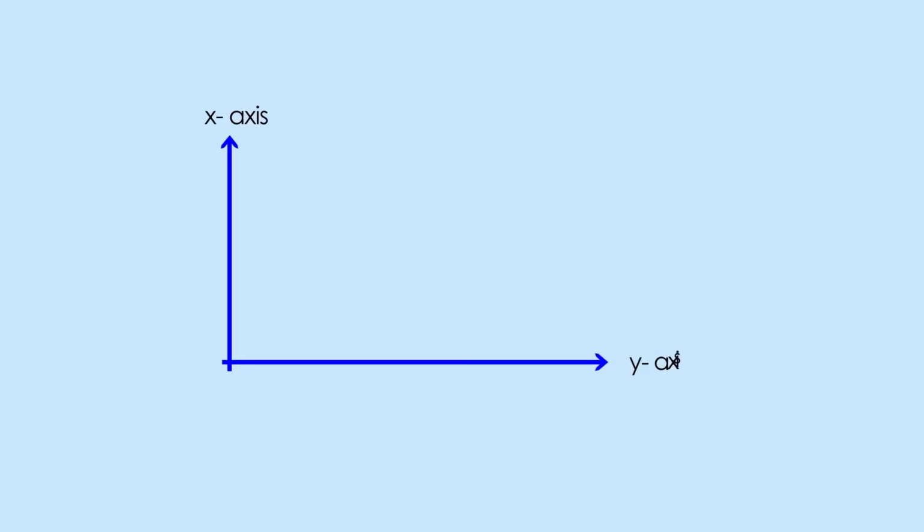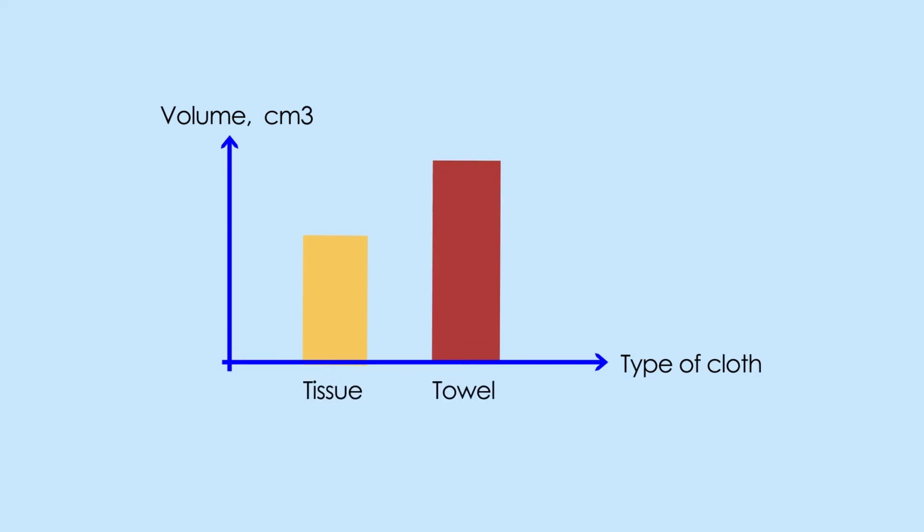Now, let's try to draw a bar chart. Firstly, draw an x-axis and a y-axis. This will look like a large L shape. Secondly, label the x-axis. Thirdly, label the y-axis. Finally, draw your bars. Now, can you interpret your data?